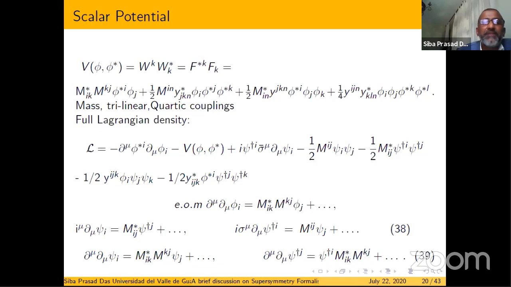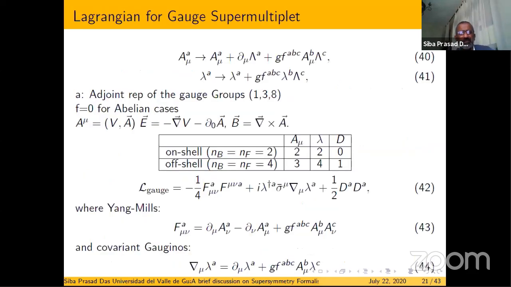I have a mass term, I have a trilinear term, I have a quartic coupling term, and you can have the full Lagrangian density. You can have a corresponding equation of motion, because I have a mass term and already have an interaction term. So this gives me the corresponding equation of motion for the mass term.